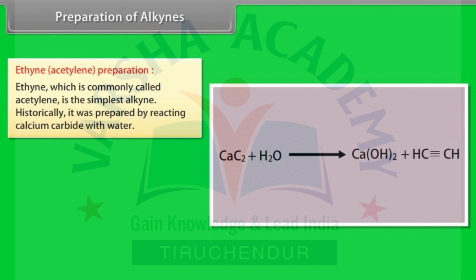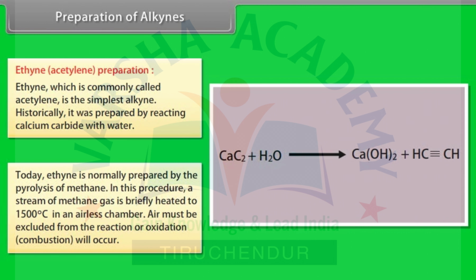Ethyne, acetylene preparation. Ethyne, which is commonly called acetylene, is the simplest alkyne. Historically, it was prepared by reacting calcium carbide with water. Today, ethyne is normally prepared by the pyrolysis of methane. In this procedure, a stream of methane gas is briefly heated to 1500 degrees centigrade in an airless chamber. Air must be excluded from the reaction or oxidation, combustion, will occur.